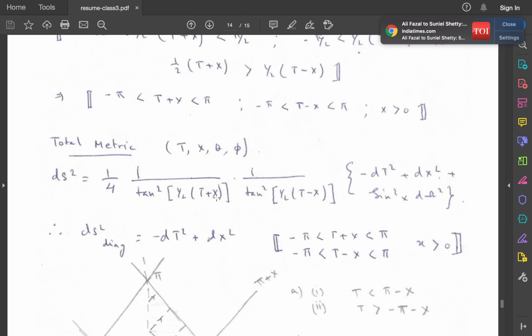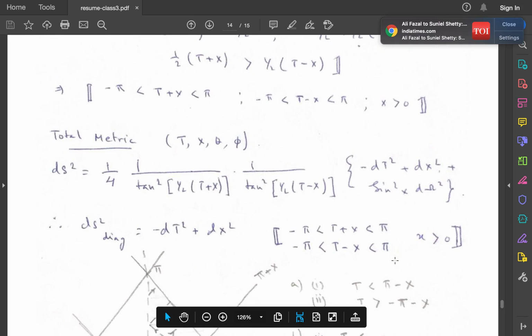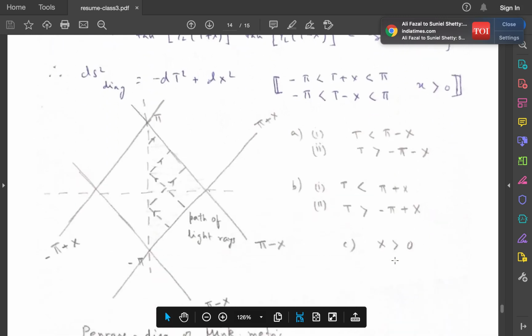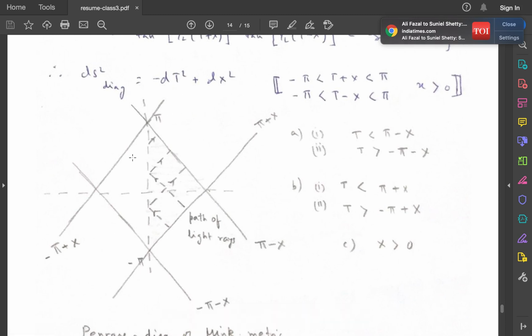So we can write the diagram metric only with this. We can drop this and suppress this and write this diagram metric in terms of this. However, keep track of the ranges again, so the range remains fixed. Now let us plot this range on a piece of paper.